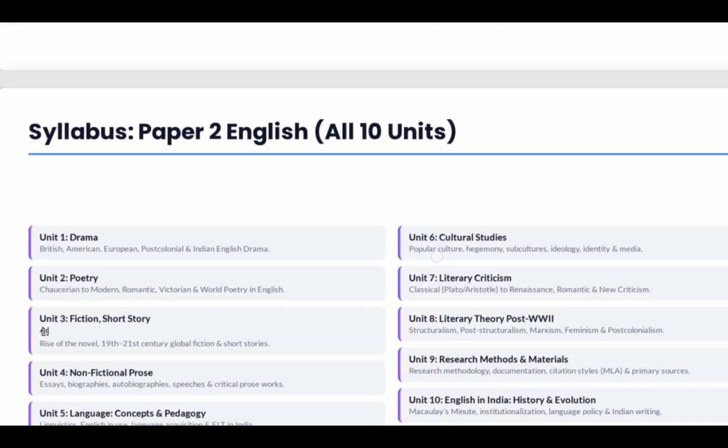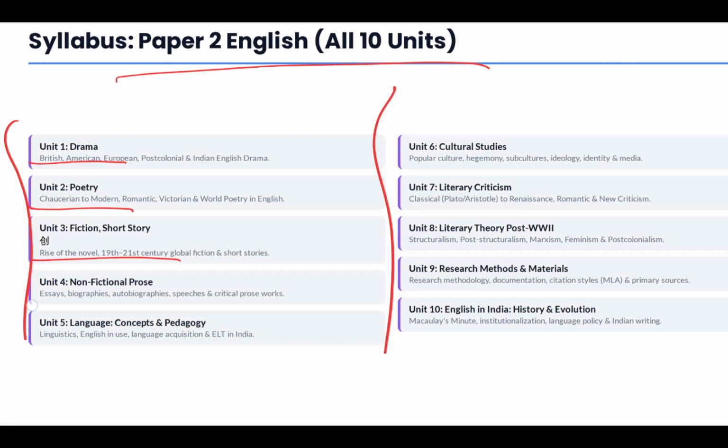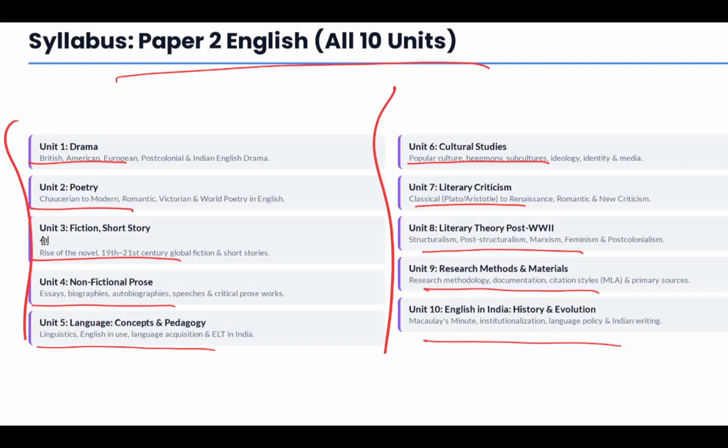Now coming to paper 2. Paper 2 English is also divided in 10 units, and this is the syllabus. The units are drama, poetry, fiction and short story, non-fictional prose, language concepts and pedagogy, cultural studies, literary criticism, literary theory, research methods and materials, and English in India. I will teach you the complete paper 2 syllabus on YouTube, so please stay connected to my YouTube channel.